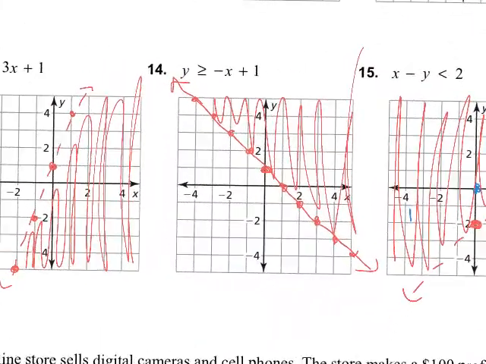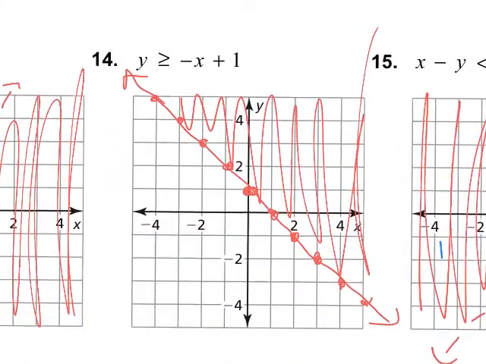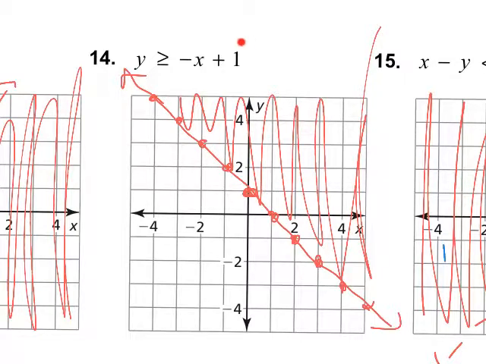Okay, here's 14. I have a y-intercept of 1, so 1 on the y-axis. A slope of -1, so that's down 1 over 1, so that's why I go down 1 over 1. Equal sign on the inequality sign, so it is a solid line. And then this says y is greater, so I'm shading up above. Any questions there?